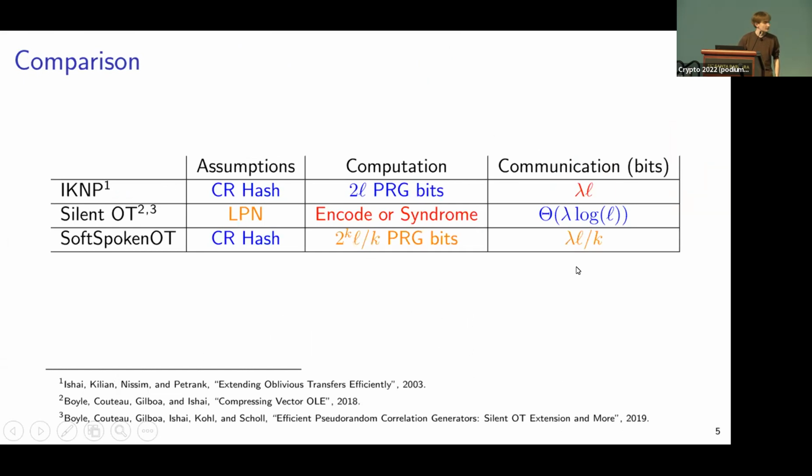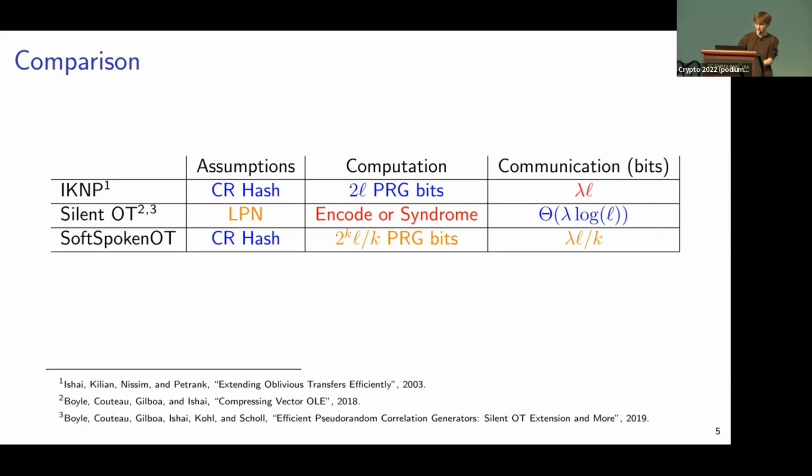Now for a comparison, let's see how soft-spoken OT fits in the main classes of OT extensions. The first main category is the seminal OT extension of IKNP and the protocols that inspired it. IKNP requires only a correlation-robust hash function, which is a minimal assumption, and it's also computationally very efficient. However, it sends 2 lambda bits for every OT you generate. In many applications, communication is very costly, so that may be a bottleneck.